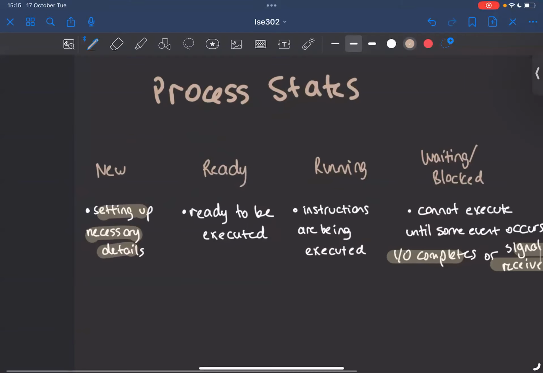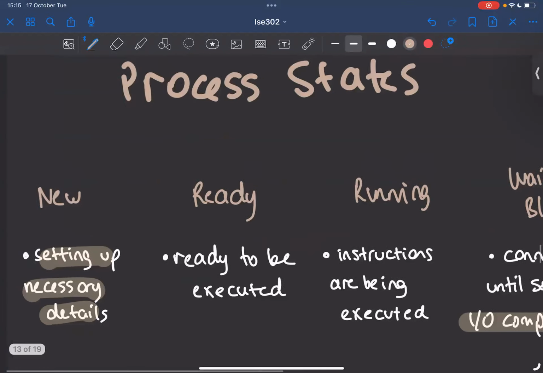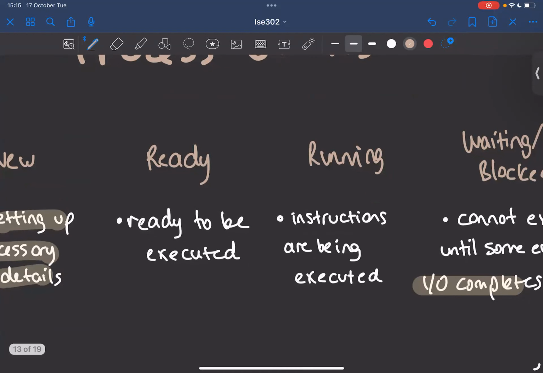So let's start with the new state. Firstly, there is this state where a process is just being created. It's like a new task being initiated. The operating system needs to set up necessary details, but the process hasn't started executing yet, okay? Often due to limited resources. Another state is ready. A process in this state is all set to start working, but it's waiting for the computer to assign it to a processor. It's ready to be executed, just waiting for its turn.